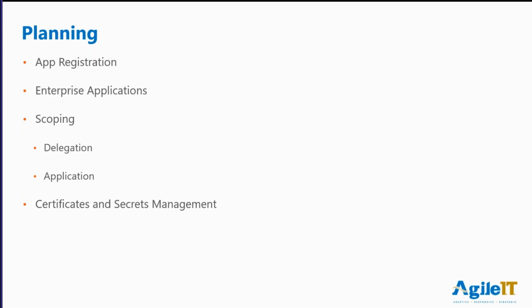The other part is around scoping, and I'll talk more about scoping later on in terms of delegation versus application, and why that is so important for an IT organization to protect these areas and know what scope of permissions need to be applied for a given application, and then to monitor them. And lastly, around your certificates and secrets management, because for an application to work, it still needs to authenticate at some point. We're going to talk about the key parts of it.